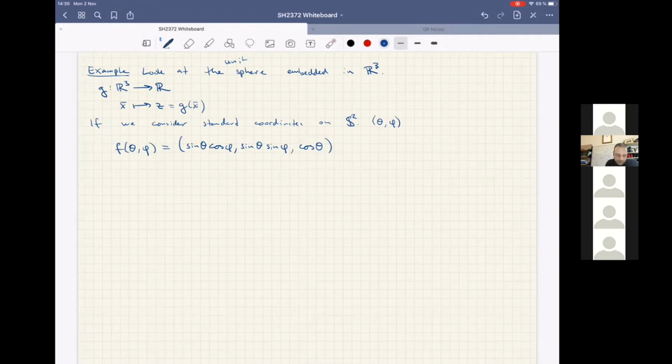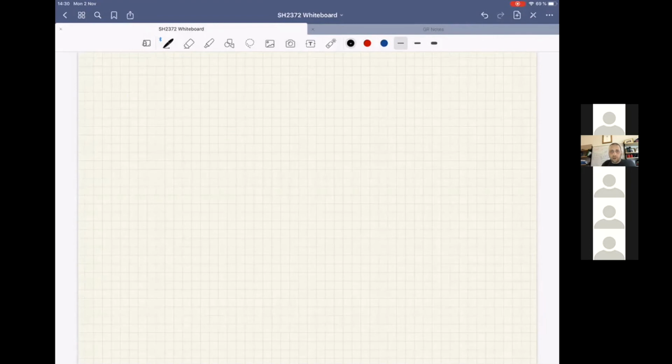So this means that if we take here f star g, this should be a function from the sphere to real numbers. So it should take the spherical coordinates phi and theta as arguments, and we see that indeed what we get out of this is just cosine theta. So indeed it would be a function on the sphere that would essentially just be picking out the z coordinate on the sphere. So that's about pullbacks of functions.